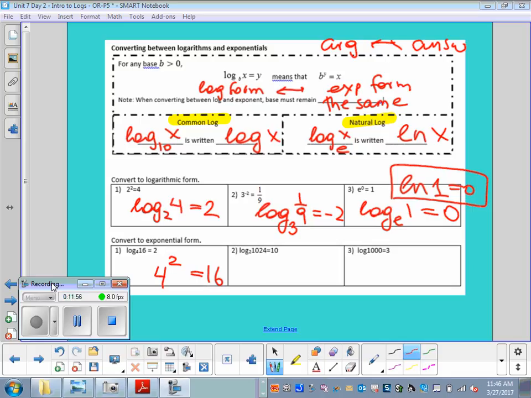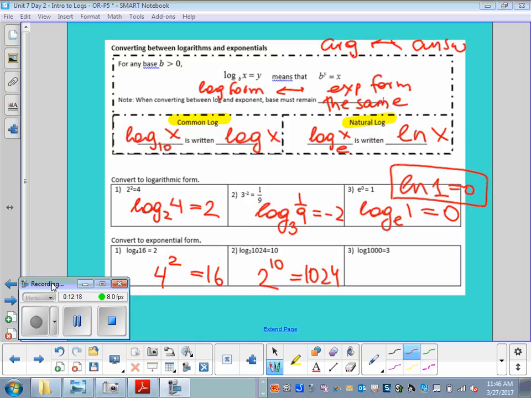Okay, let's do the next one. Log base 2, 1024 equals 10. So the base of this log is 2, so it will be 2 to the power of something. The exponent is the answer of the log function. So 2 to the power of 10 equals 1024.